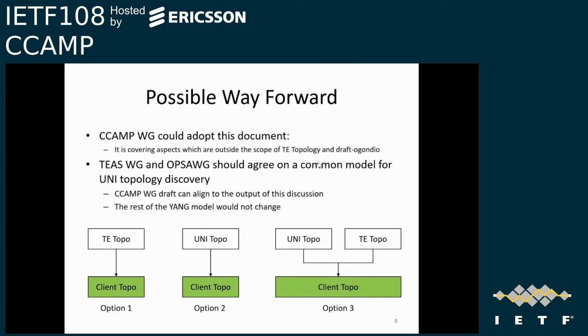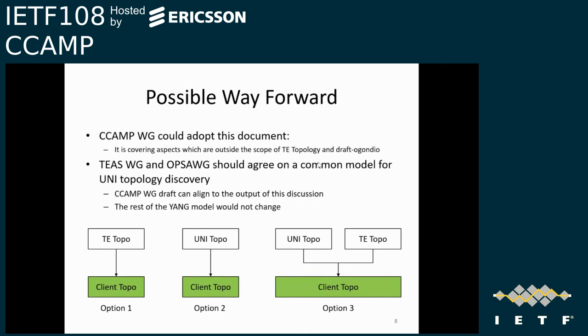Okay, so basically, since our scope is a little bit outside the scope of both T and UNI topology, we propose that maybe in order to unlock the situation, the CCAMP working group can adopt this draft, since it is covering items which are outside of the scope of other documents. And then we let the TEAS working group and Opsawg working group understand what should be the common model for UNI topology discovery, and then we can align our model to the output of this solution.